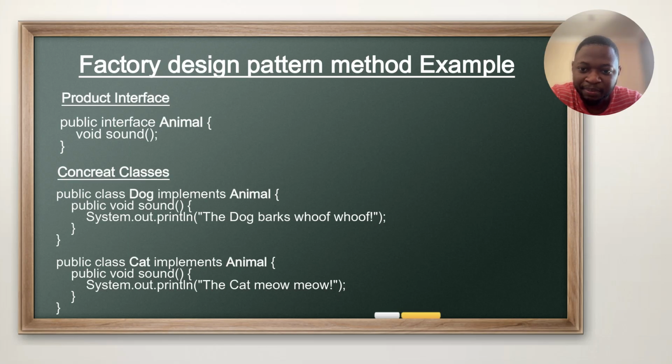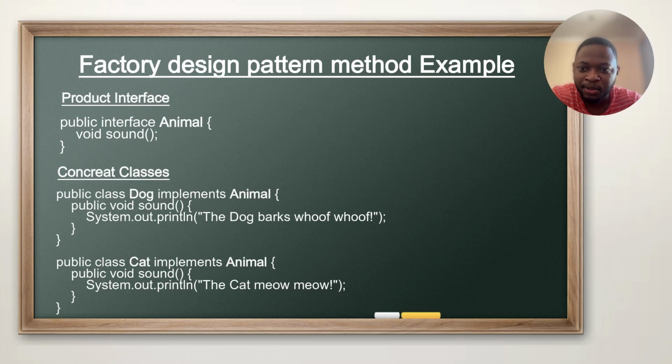Since in this factory design pattern example we'll be creating animals, that's why our product interface goes by Animal. And below that we have our concrete classes. As you see here below, we have the Dog class implementing the Animal interface, and below that we have the Cat class implementing the Animal interface.